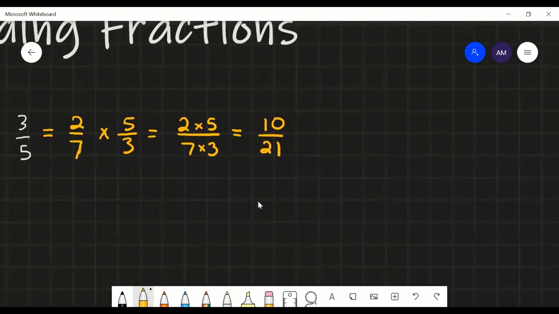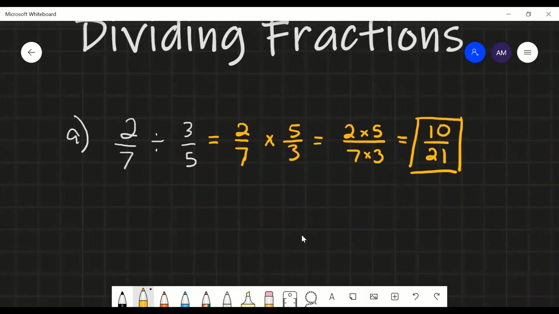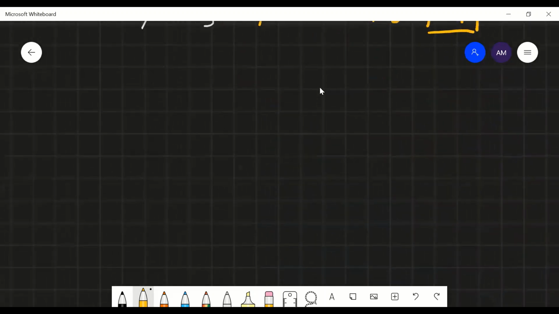And is that the end of the story? Well, there's nothing I can think of that I can divide 10 by, and I can also divide 21 by. So yes, this would be our final answer. So it's just the same thing as multiplication, but you have to flip the second fraction first. Here's another example.